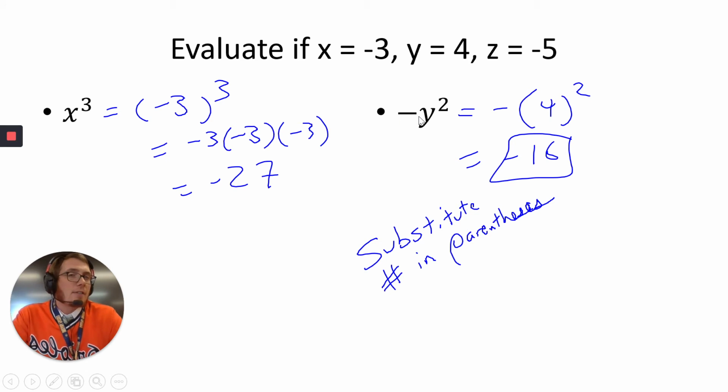Notice here it has a negative with y squared, which means the negative's not in parentheses. So I could just put the 4 in parentheses. That might help remind you, oh, that's not the -4 that's in parentheses. It's just the 4. And it should be a negative answer of -16. But remember, if you just put the number in parentheses, that might solve a lot of your issues as you're going through these.